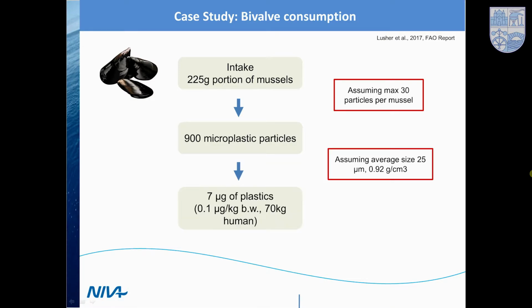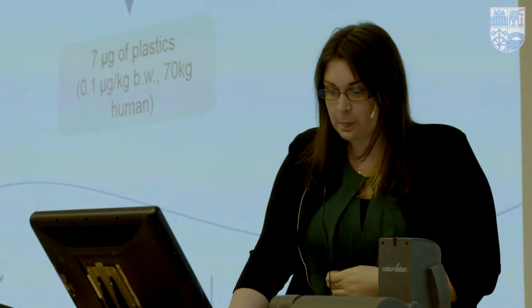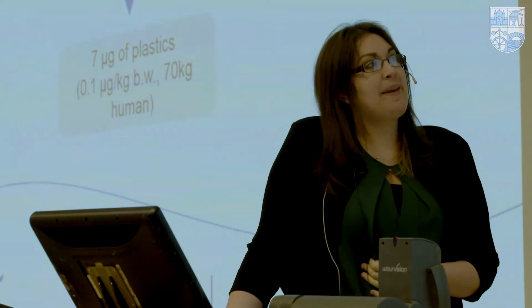And if we assumed an average size of the plastics to be around 25 microns, and we took an average density, polyethylene we used, so it was 0.90 grams per centimetre cubed, that would result in there being 7 micrograms of plastic in the portion of mussels. If we compare that to an average human being, it's 0.1 micrograms per kilogram body weight of a 70-kilogram human being, which is very, very low. But what does that mean?